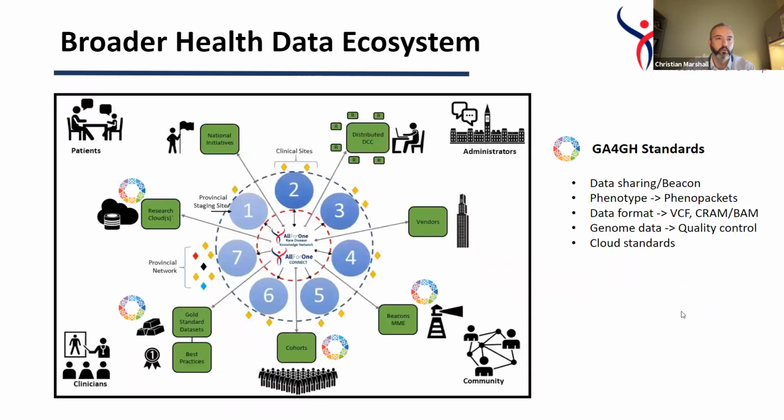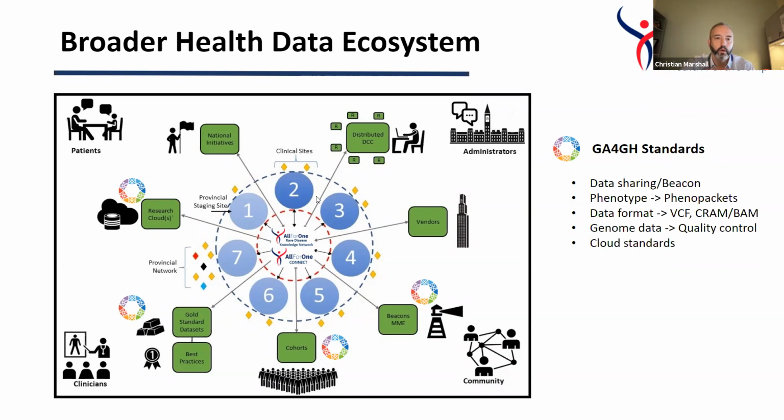And then just finally, ending on a broader health data ecosystem, what this is really meant to look like. We imagine different tiers. So a lot of the different clinical sites, these blue dots, are meant to be provincial staging centers where you can harmonize data. So a lot of clinical data sites will contribute to that. We'll have them harmonized. Because of the way the system is set up, data will often reside within the province.